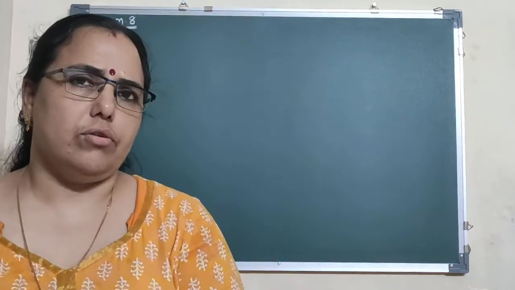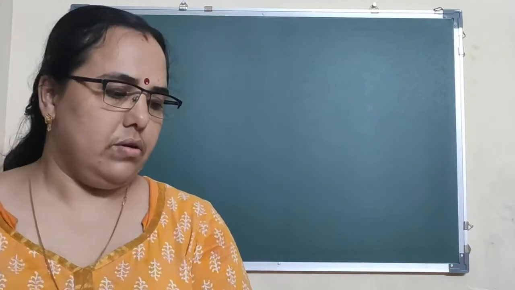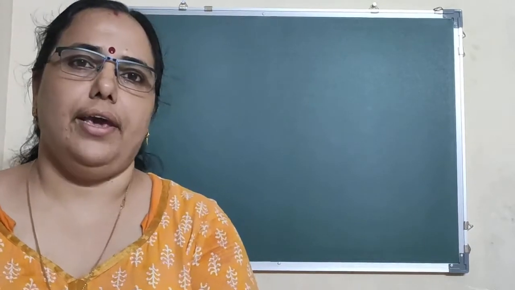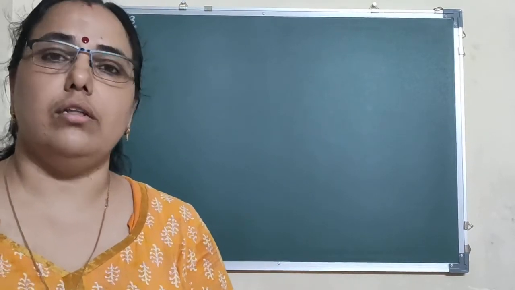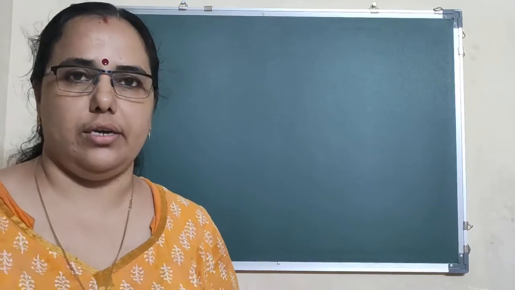Question number 8 of exercise 5.1. Show that points A, B and C are the vertices of an equilateral triangle.